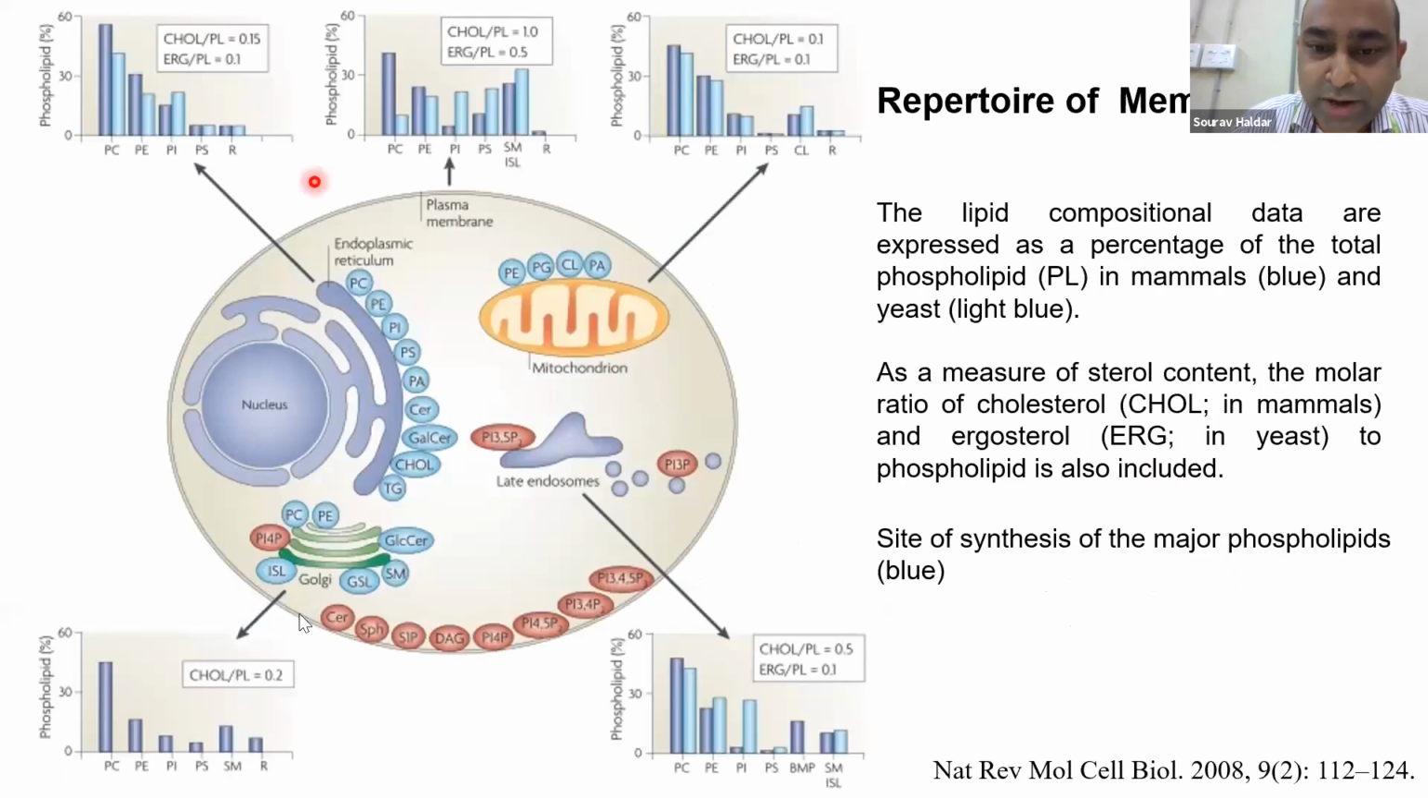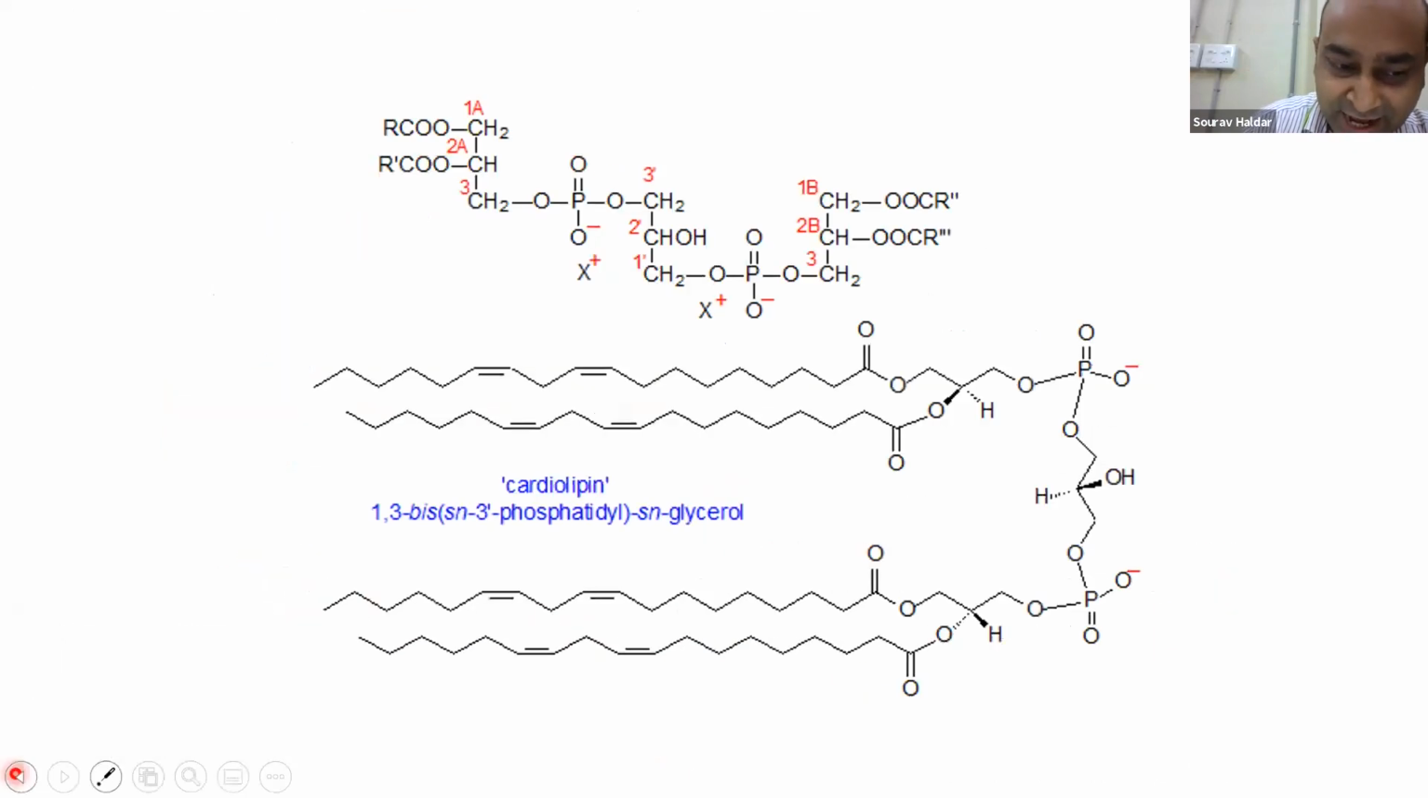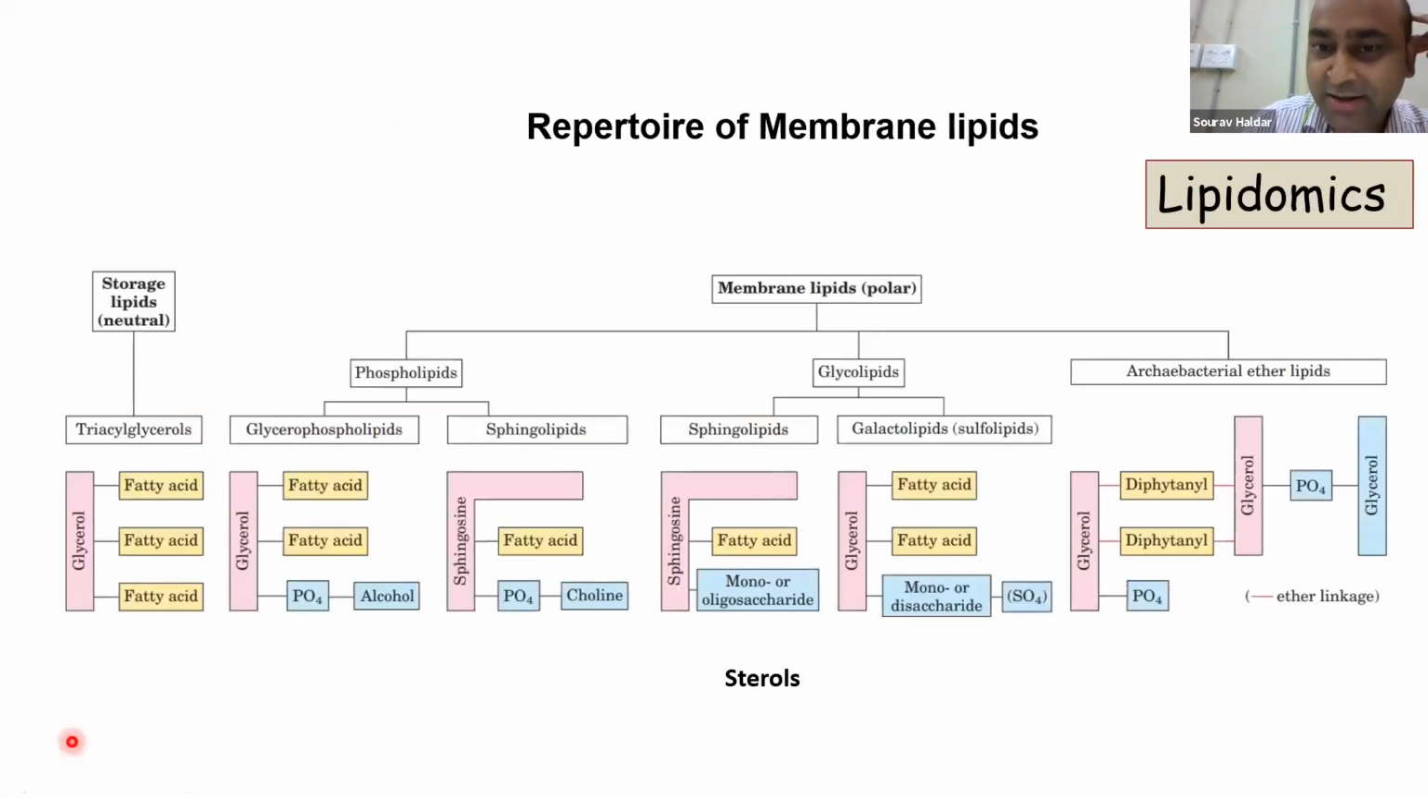All right, one of the things that we have to appreciate is that there is a great repertoire of membrane lipids, and although the different kinds of lipids can be summarized in one slide, you can imagine the kind of variety that you can generate from these moieties by different combinations.